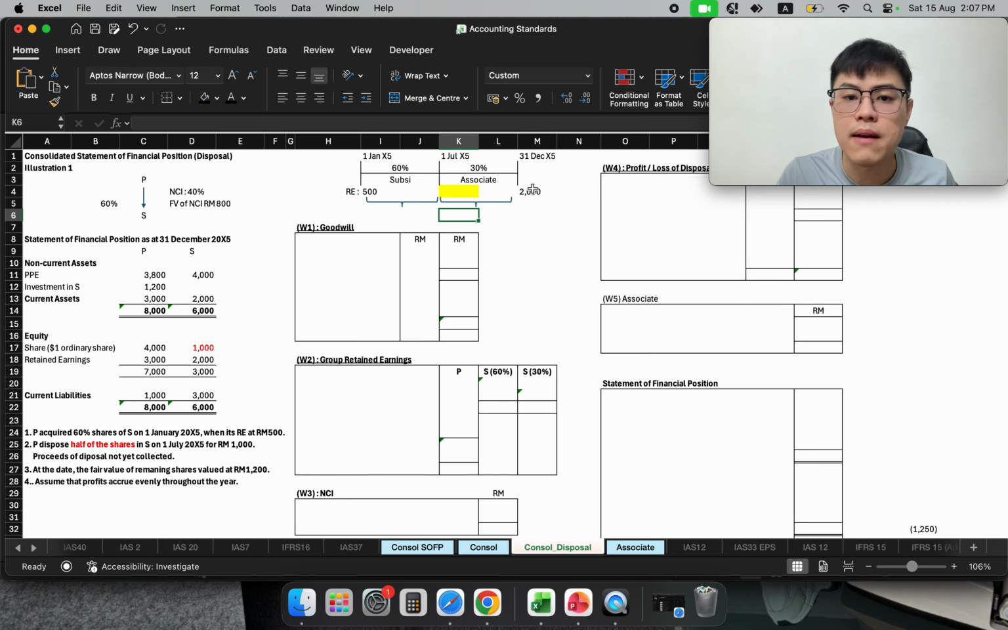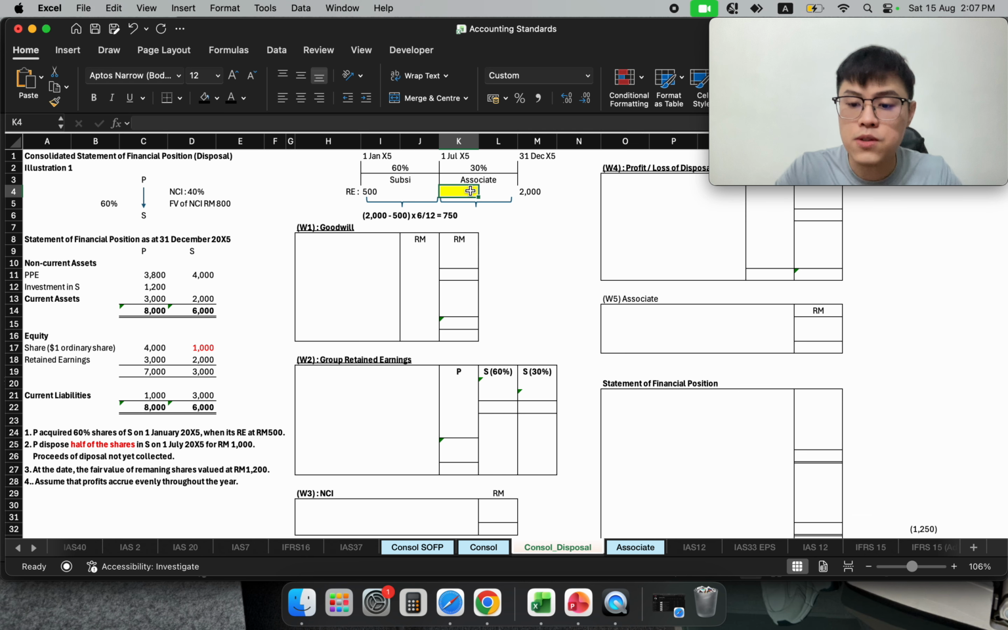So obviously we know that the final retained earnings is 2,000 and the opening retained earnings is 500. So during the year, it increased by 1,500. The question says assume the profit accrued evenly, meaning to say, here's 6 months, here's 6 months. So I'm going to use 2,000 minus 500, times 6 divided by 12, because the entire 1,500 is for 12 months. I only want to know the 6 months. So the 6 month profit is 750.